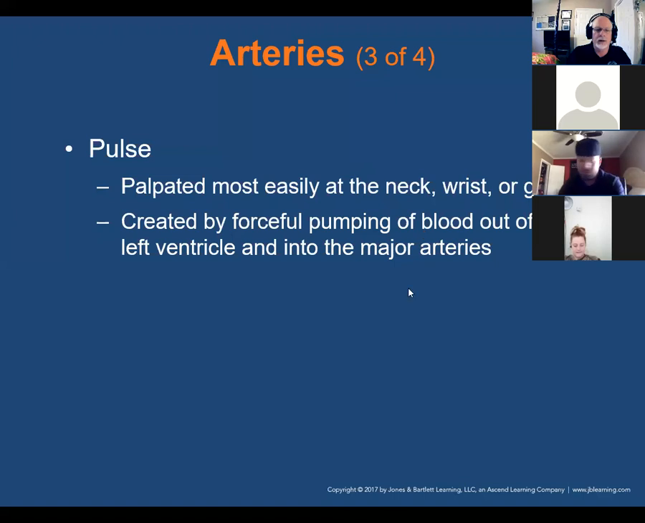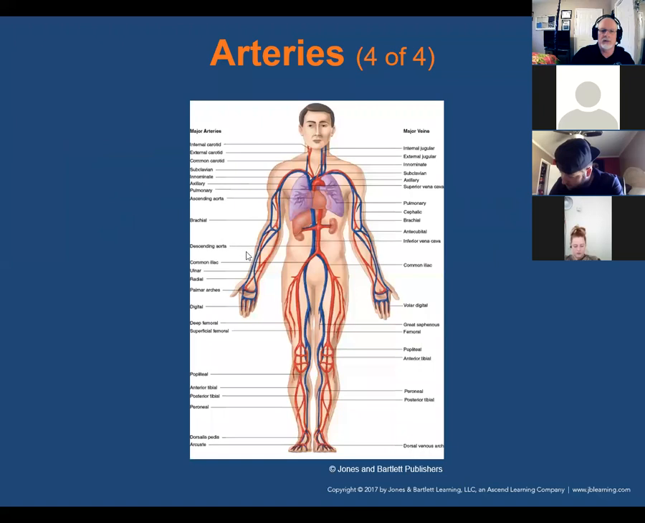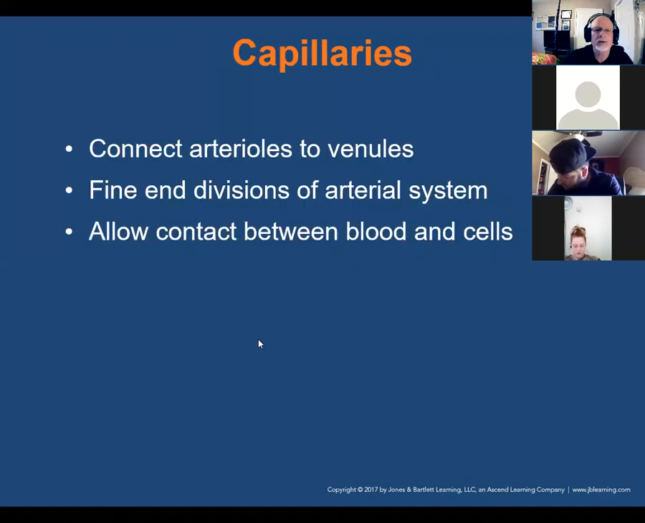Pulse, you know what that is. That's where every time the ventricle pumps or sends oxygenated blood through, if you have an artery that's close to a structure so that you can compress that artery a little bit, you can feel a pulse. Handy thing to have in our business. Good for our patients and good for us to be able to assess our patients.